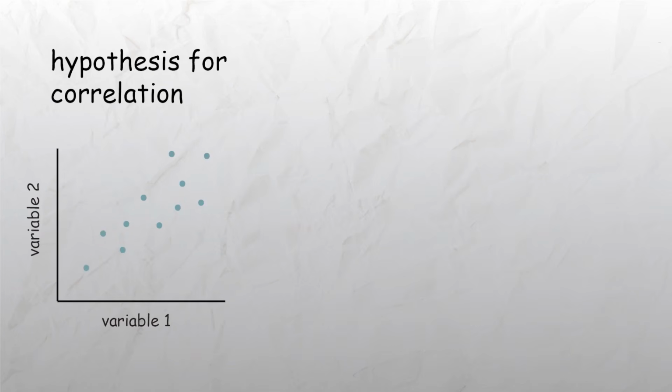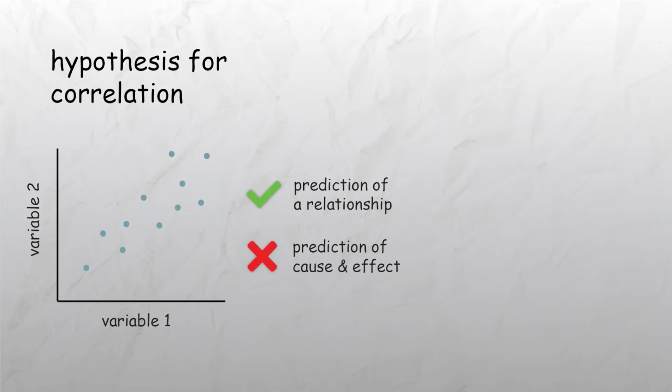It's important to note that a hypothesis for correlation is a prediction of a relationship, and not a difference or a cause and effect. Therefore, the researchers should be careful not to write a hypothesis for a correlation that includes the words difference, cause, or effect.